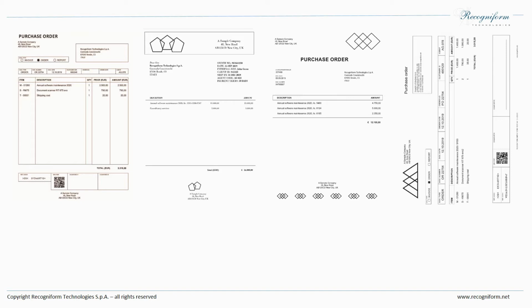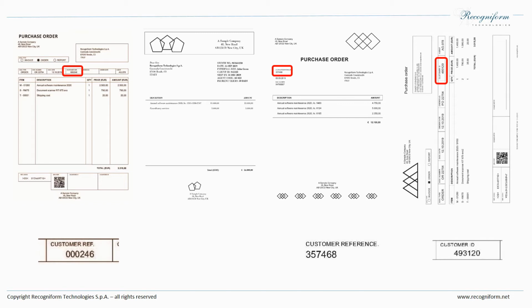information. In the image sample set, the customer reference value is a 6-digit number, and it's located near the following labels: Customer Reference, Customer Ref, Customer ID, Client ID. All these labels are usually positioned at the left of the value, sometimes on top.